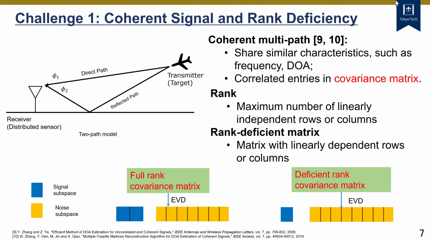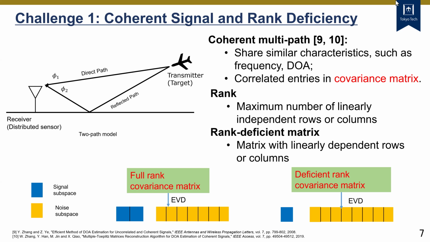However, this conventional subspace technique suffers from some challenges. One is coherent signals and rank deficiency. Since the target we are dealing with is an airplane with high mobility, with a narrowband signal, coherent multipath inherently exists in the received signal model. That means the multipath signals share similar characteristics such as frequency or angles, which will cause correlated entries in the covariance matrix.